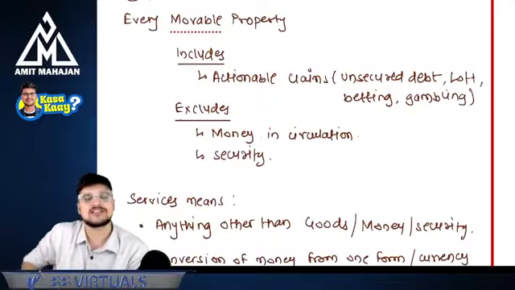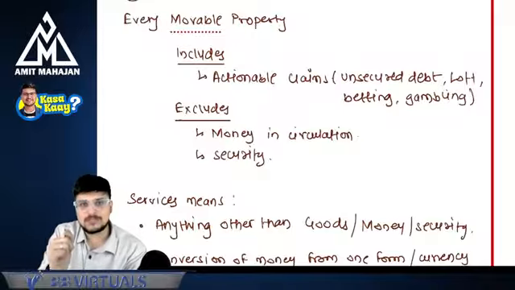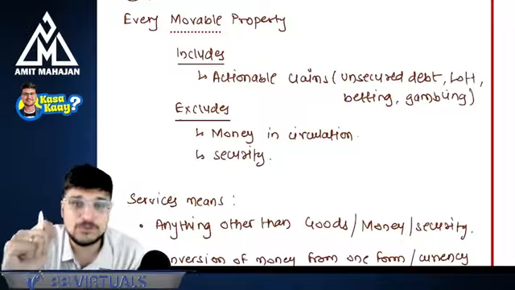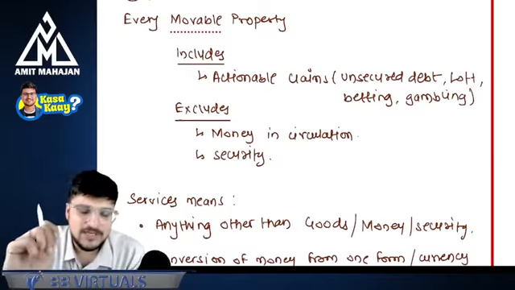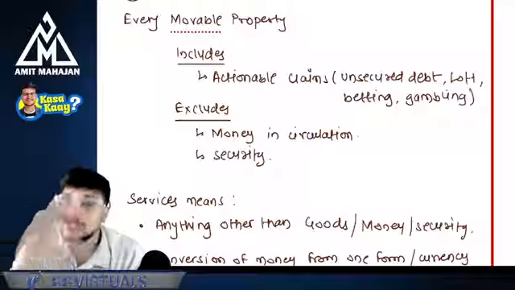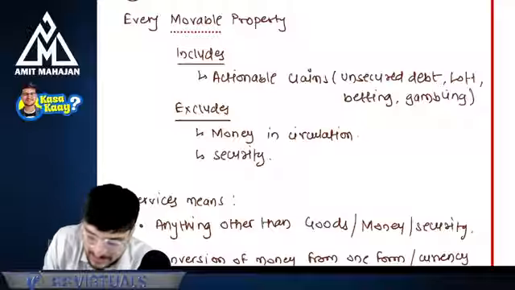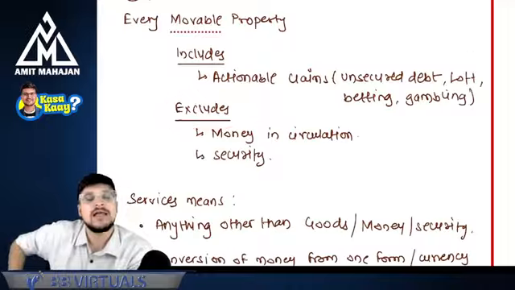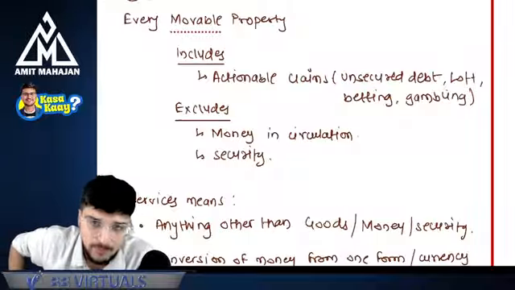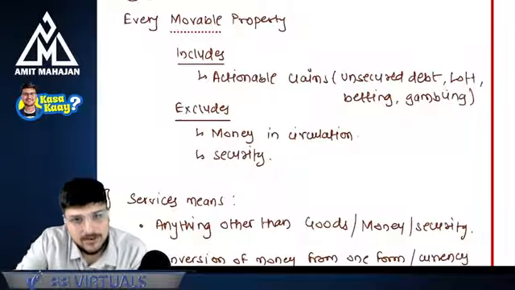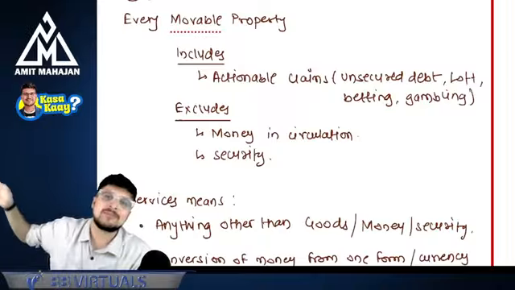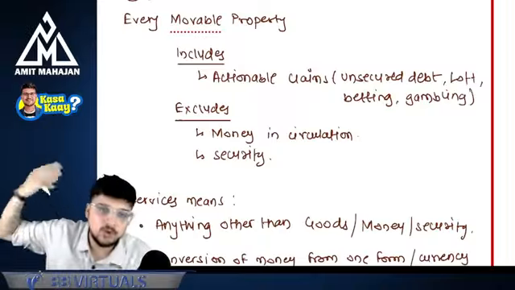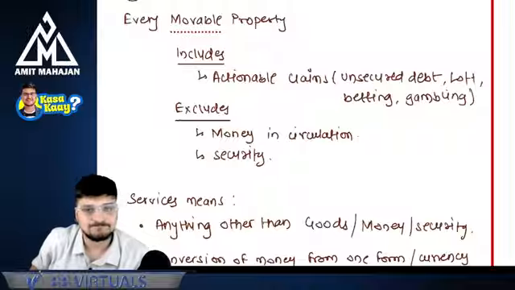Money in circulation is excluded. So if I give 10 rupees to you, these are goods? No, 10 rupees is not goods because it is in circulation. Money in circulation is not goods, because money has been excluded from the definition of movable property. But if it is not in circulation, for example, 25 paisa, then those will be considered as goods.